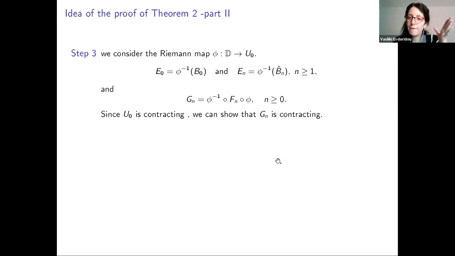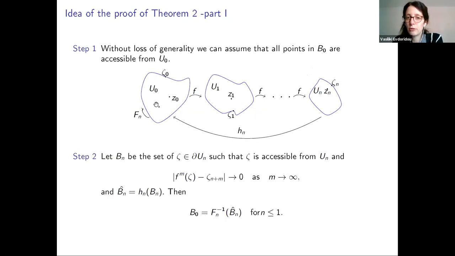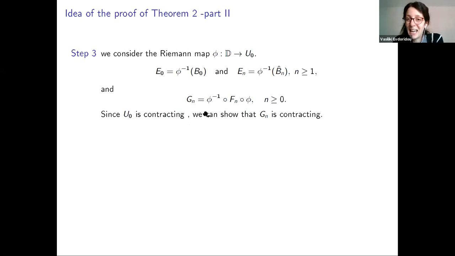And using Fn, our map Fn here, which was a self map of U naught, we define capital Gn to be phi minus one of Fn of phi, right? So this is a self map of the unit disk. And what we are aiming to do here, you probably have already seen it yourselves, is to use Pommerenke's theorem for this new setup in the unit disk. So we had assumed that U naught is contracting, which we can then use in order to show that Gn is contracting with respect to the hyperbolic metric as a map. And this is precisely needed because Gn is the map we are going to use when we apply Pommerenke's theorem, and we want that map to have this property, if you remember.